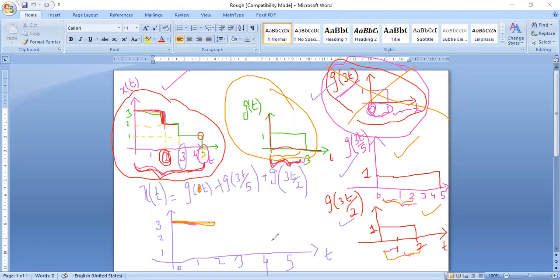Okay, so now let me check. In the first diagram of g of t, between 2 and 3 my amplitude is 1. In the second diagram, between 2 and 3 my amplitude is 1. And in my third diagram, between 2 and 3 I do not have any amplitude. So between 2 and 3, what is the total amplitude now?